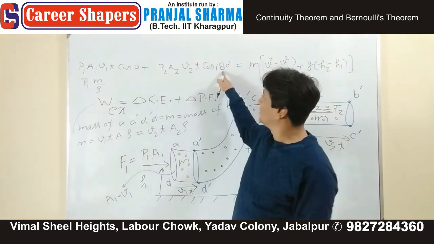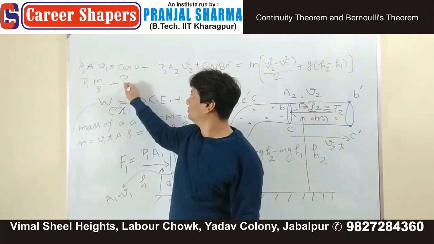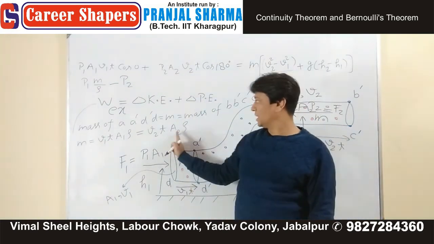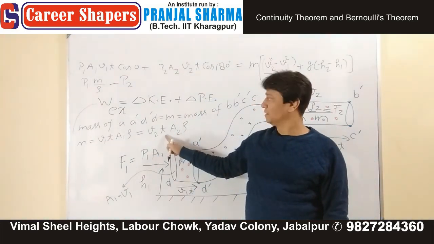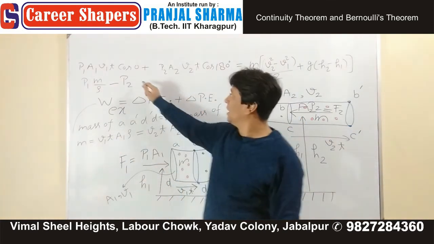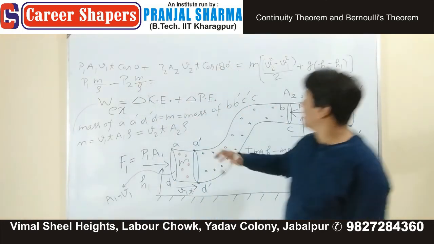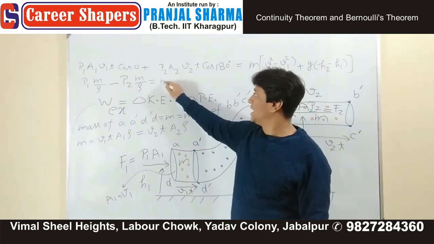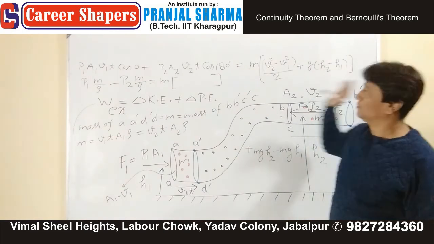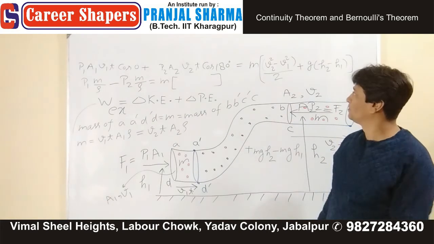This plus this cos 180 minus 1 minus P2 A2 V2T. What is A2 V2T? M upon rho. M divided by rho. And on the right side you already have M times the whole thing. ये सब भर देना इसके अंदर. You can do that. You are saving time.